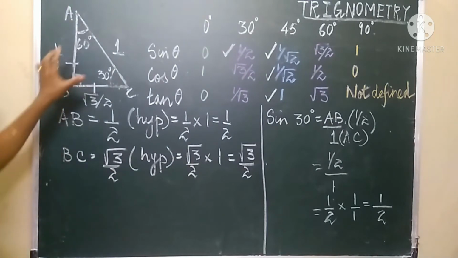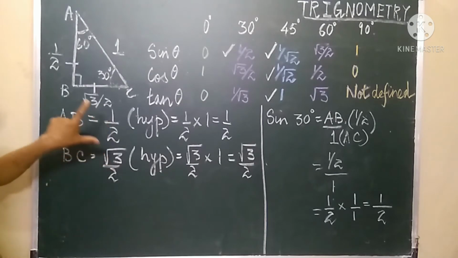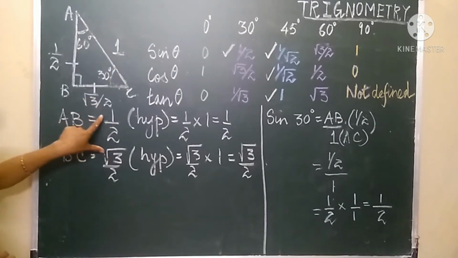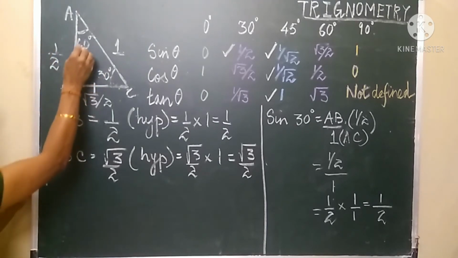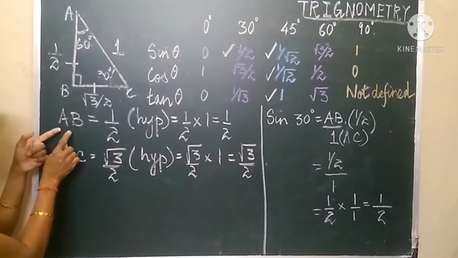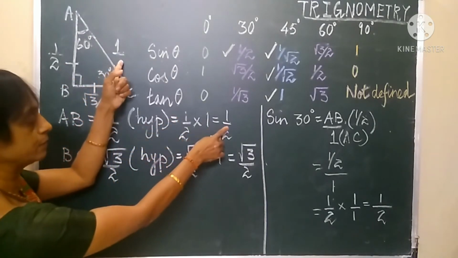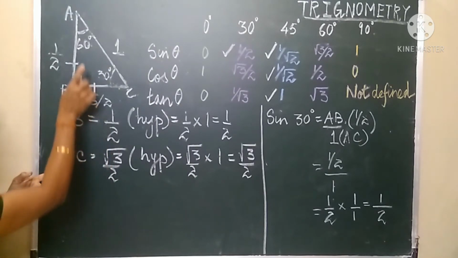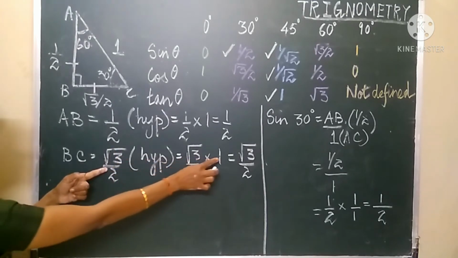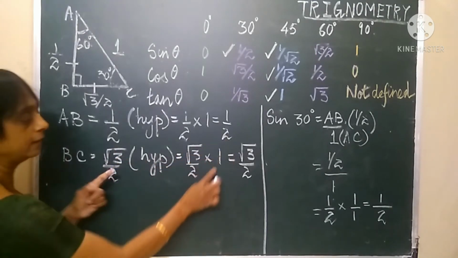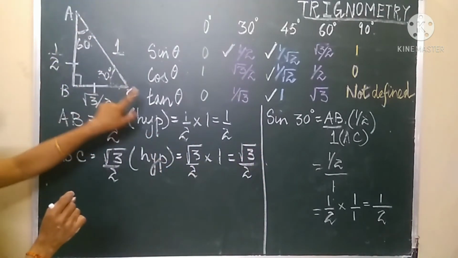How did we calculate? We assumed that the hypotenuse is 1 unit. We applied the 30, 60, 90 degrees triangle theorem to get the side opposite to 30 degrees and the side opposite to 60 degrees. By applying that, the side opposite to 30 is half the hypotenuse. So half into 1 gives me half unit. Side opposite to 60 degrees is equal to root 3 upon 2 times the hypotenuse. Hypotenuse is 1. Let's substitute. Nothing gets reduced. So it is root 3 upon 2.